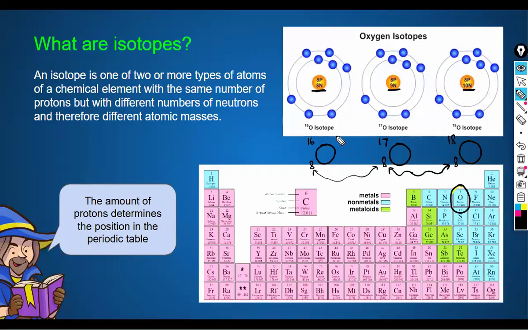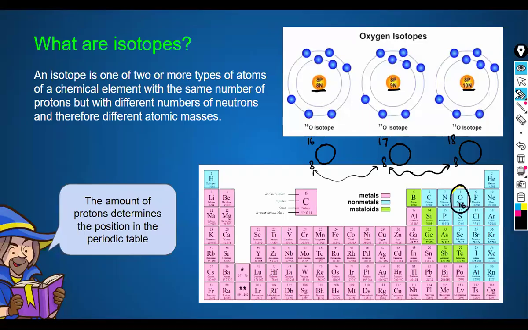So his top number is 8 plus 8, which is 16. His top number is 8 plus 9, which is 17. And his top number is 8 plus 10, which is 18. So his official name is oxygen-16. His official name is oxygen-17. His official name is oxygen-18. Okay? But when you look in your periodic table, you only see one of them. You only see oxygen-16 in your periodic table.